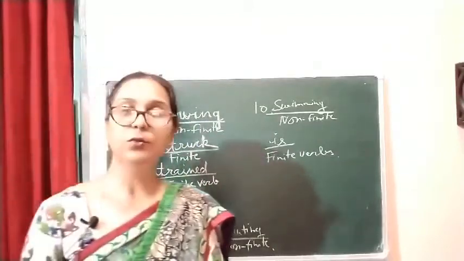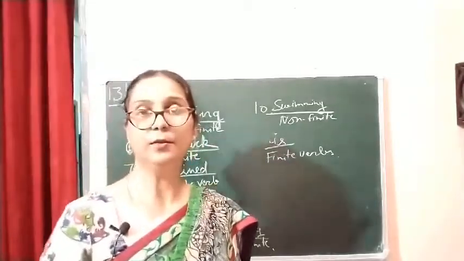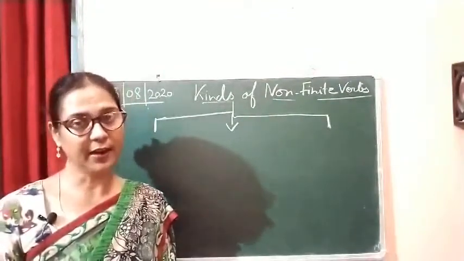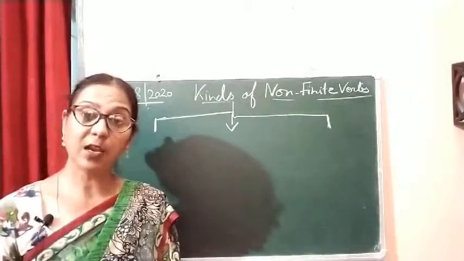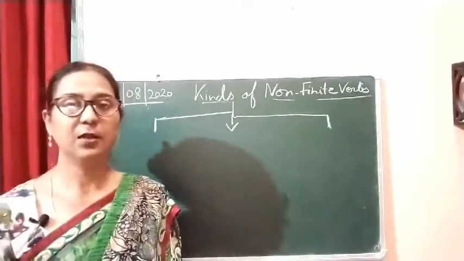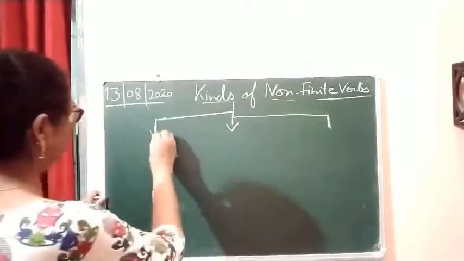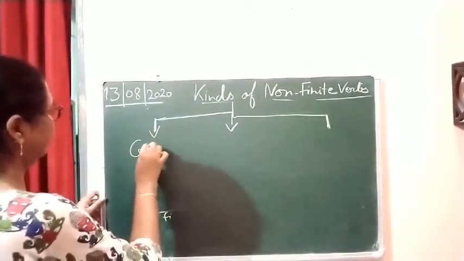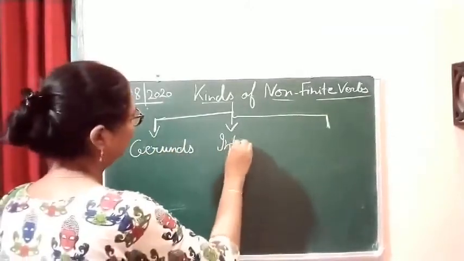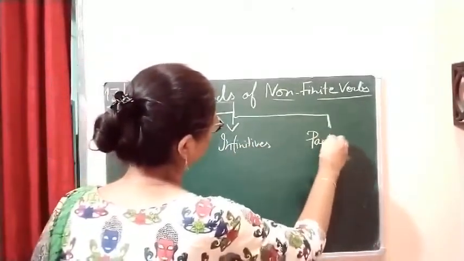Now we are going to learn about the kinds of non-finite verbs. There are three kinds of non-finite verb. First is gerund, second is infinitive, and third is participle.